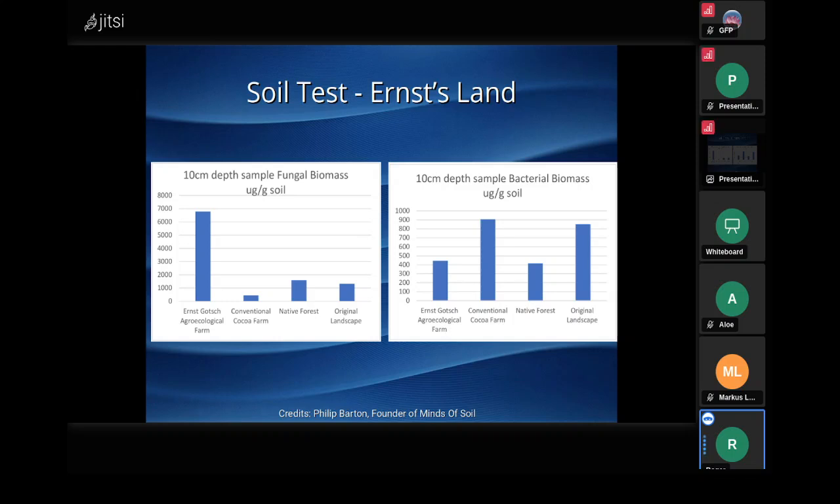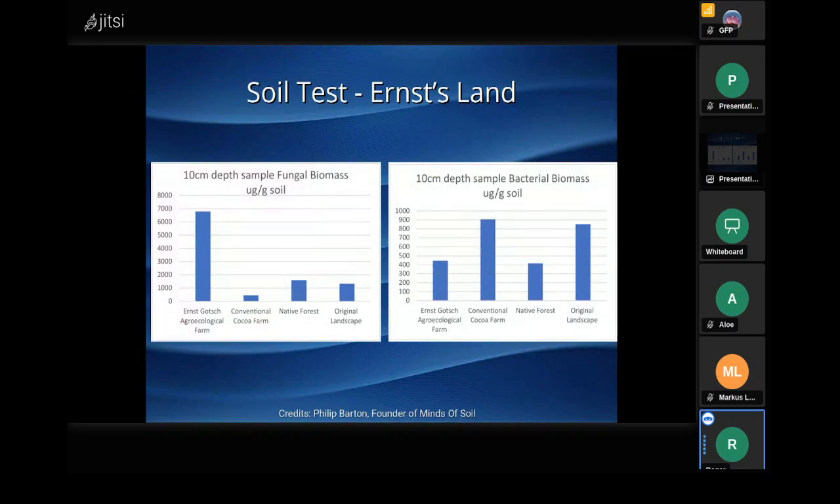It recognizes that we need a new set of tests. And so this student of Elaine Ingham's Soil Food Web program visited Ernst's farm and used these newer soil biology tests to compare the soil on his property, that's the far left, with a conventional cocoa farm, and then also compared to native forest that was 70 years old, and then compared to land that was degraded, similar to the way Ernest's land was before he started.